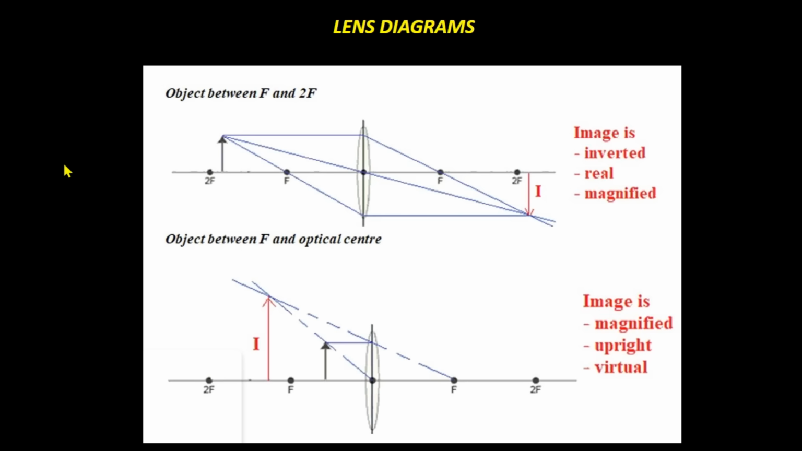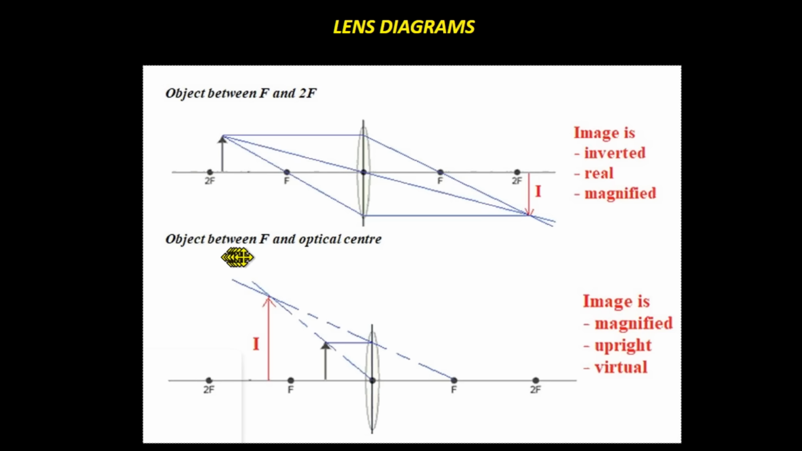These are some examples of lens diagrams. Here we can see the object represented by the arrow, and this is the object between F and 2F. This will create an image I. We can see from this image that it is inverted, it is real, which means that it is projected on the other side of the lens, and it is magnified, meaning that it is bigger than the object.